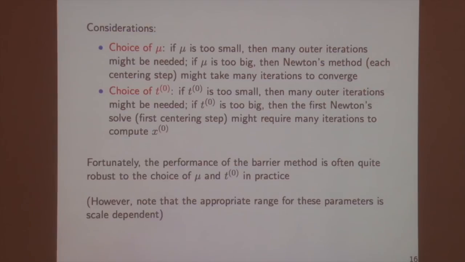Fortunately, practical implementations of the barrier method are often pretty robust to the choices of mu and t naught, and there are somewhat standard recommendations that people have for these parameters. It is like backtracking, though, in that these are things you're going to have to choose when you implement the method yourself, and they can affect performance. It's just that the difference between mu equals 10 and mu equals 20 is usually not the difference between a terrible algorithm and a great one.